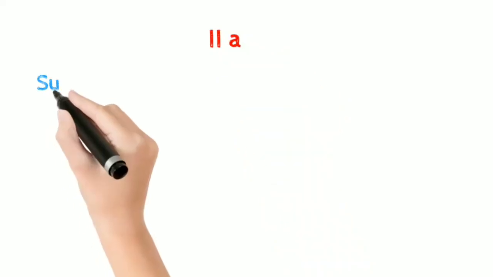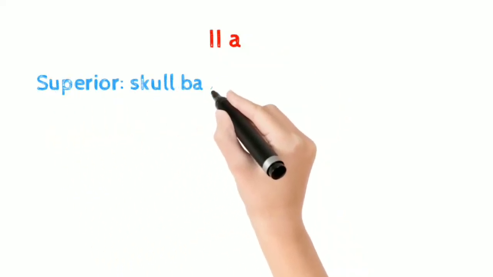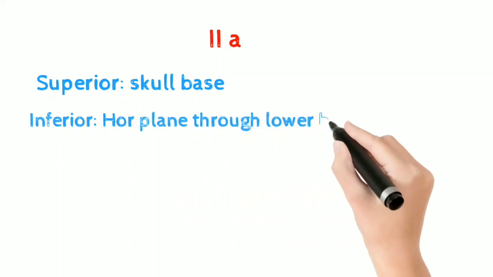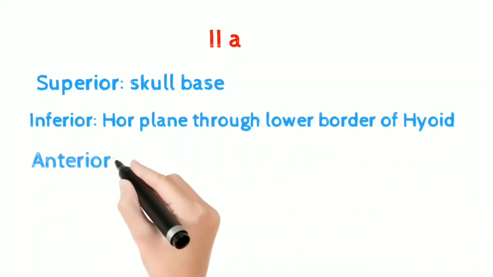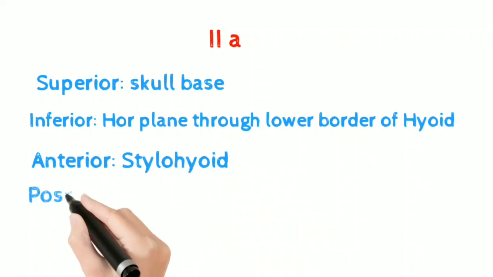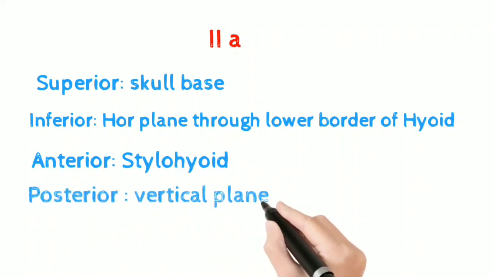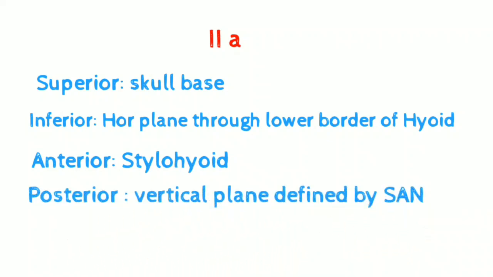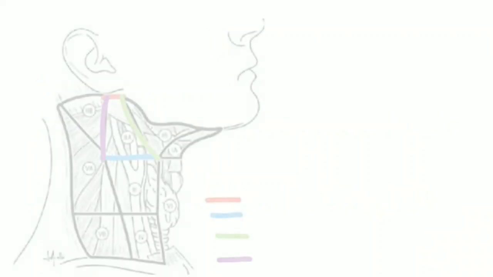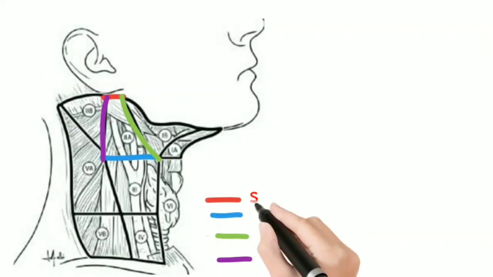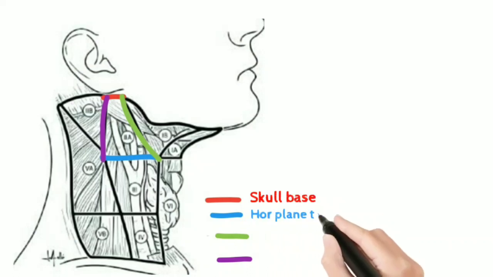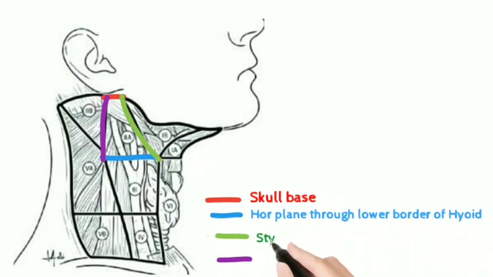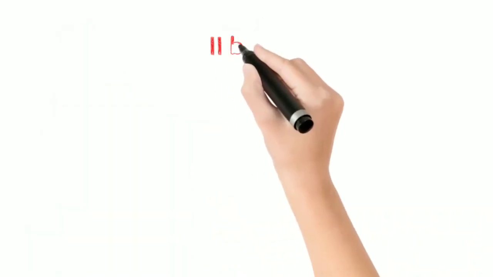Let's look at the boundaries of each. 2A is bounded superiorly by the skull base, inferiorly by the horizontal plane through the lower border of hyoid, anteriorly by stylohyoid muscle, and posteriorly by the vertical plane defined by spinal accessory nerve which separates level 2A from 2B. Let's look at the picture. So superiorly by skull base, inferiorly by the lower border of hyoid, anteriorly by stylohyoid which separates level 1B from 2, and posteriorly by the vertical plane defined by the spinal accessory nerve.